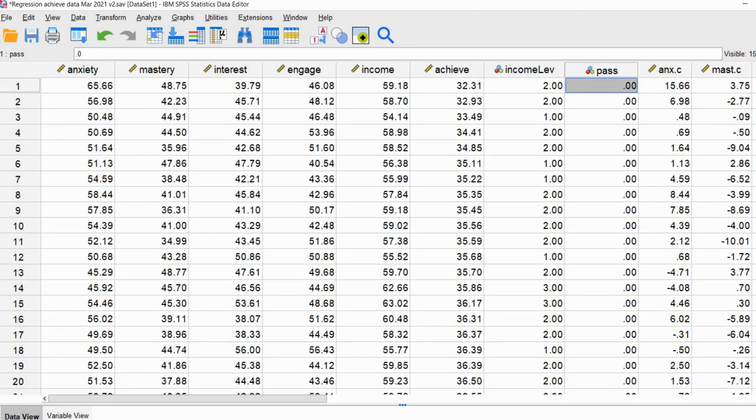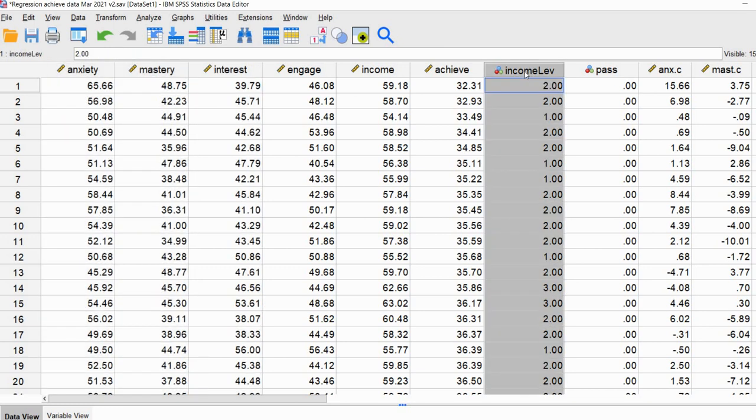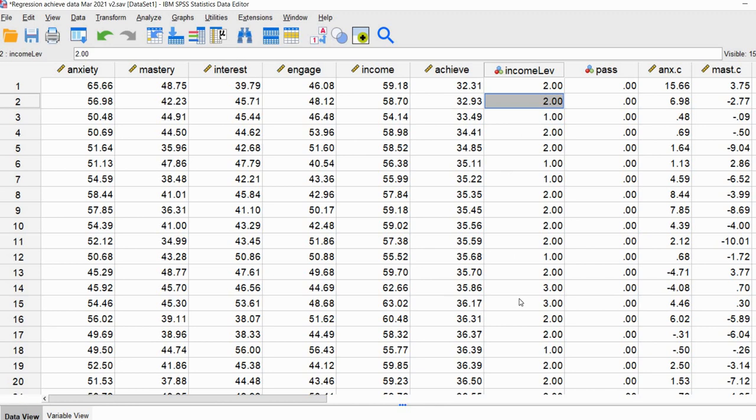So what we're going to do is first run a binary logistic regression where we regress this pass variable onto these three predictors right here, and we're going to treat these as continuous variables. So we have anxiety, mastery goals, and interest. The second analysis that I'm going to run will entail adding in this income level variable to our model, and this income level variable is a categorical variable. It's coded 1 for low income, 2 for medium income, and 3 for high income. I'll show you how that gets added into our model next.